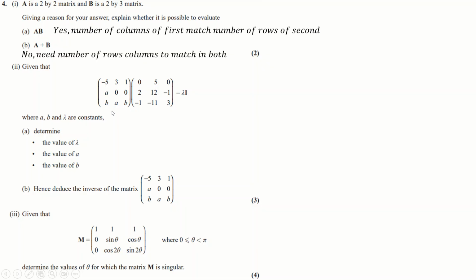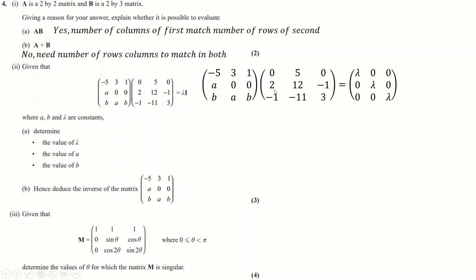So no. Okay, so the next bit, given this times this is lambda I, which is kind of interesting, find some stuff. What we need to do is just multiply this together. Just looking at this, lambda I means that I can just write it like this. Looking at the first row and the first column, we can say minus 5 times 0 doesn't matter. But then 3 times 2 is 6, minus 1 equals lambda, so lambda is 5.